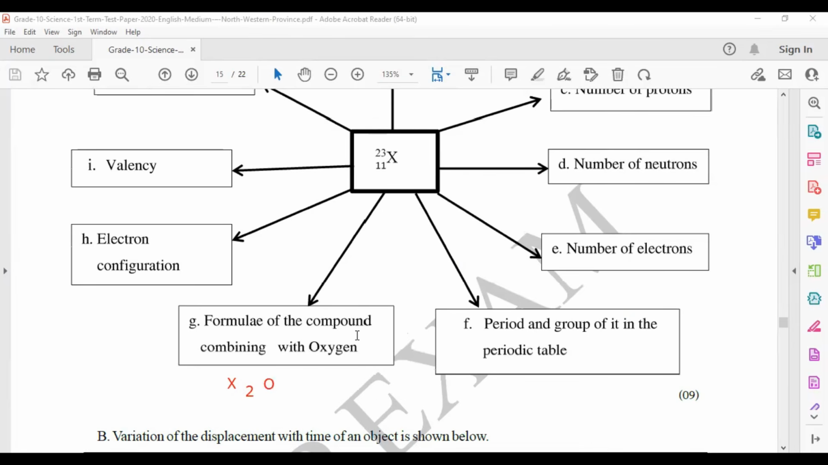Period and group of it in the periodic table. Period number 3, because it has 3 energy levels, and group number 1. Group 1 because the outer energy level has only 1 electron.